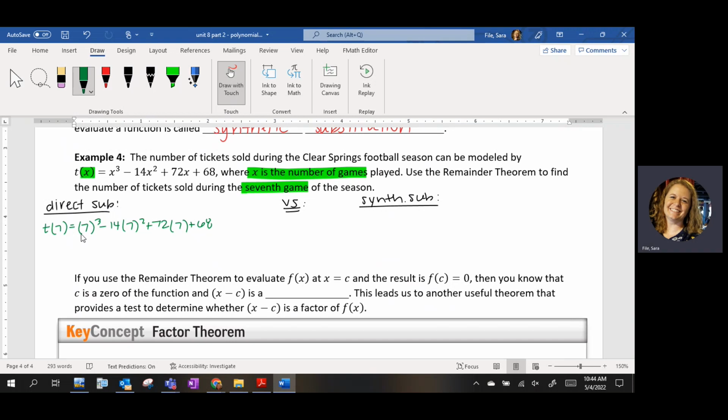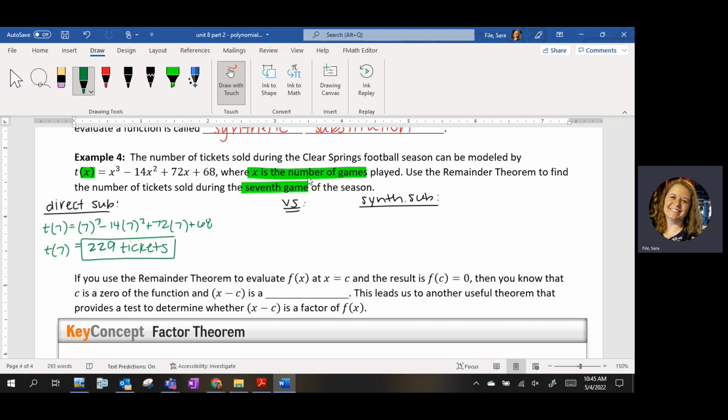Okay, and if I calculate this out, I doubt you want to do that by hand because you would have to be cubing this number, squaring it, multiplying by -14, multiplying this one by 72. Okay, kind of a lot of work to do by hand. So I'm going to save us some time and tell you this comes out to 229. So after 7 games are played, there are 229 tickets sold. Okay, so that's direct substitution.